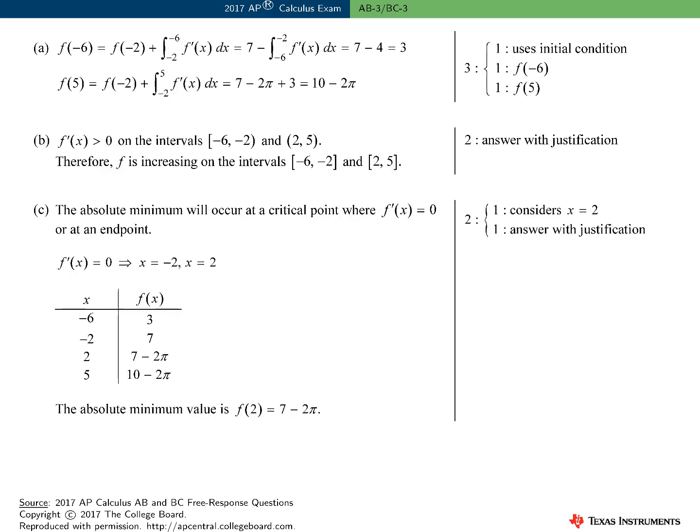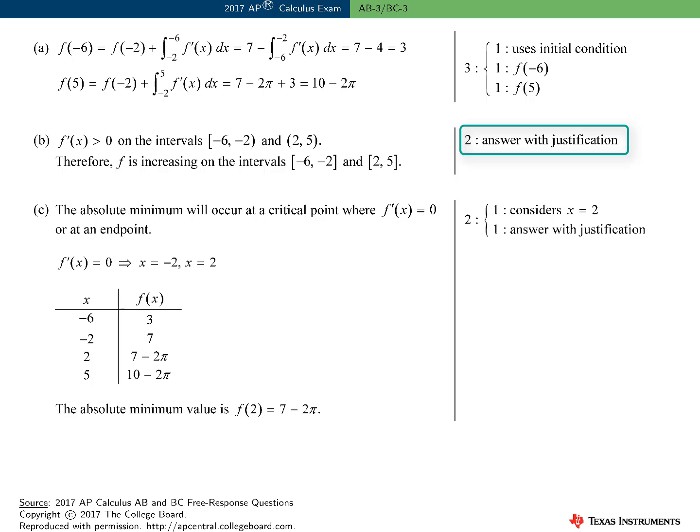Here's how this problem was scored at the reading, or how the 9 points were allocated for this problem. Part A was worth 3 points. 1 point for using the initial condition, f of minus 2, 1 point for finding the value of f of minus 6, and 1 point for finding the value of f of 5.